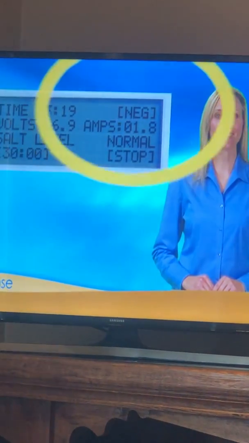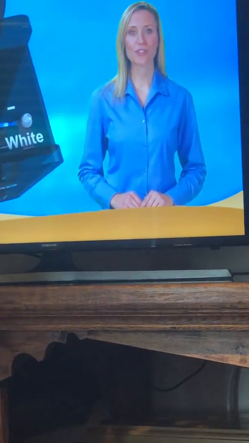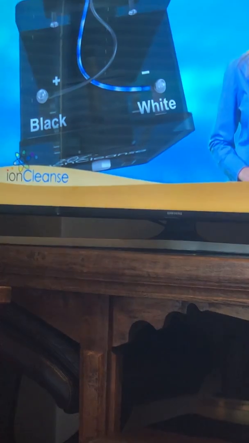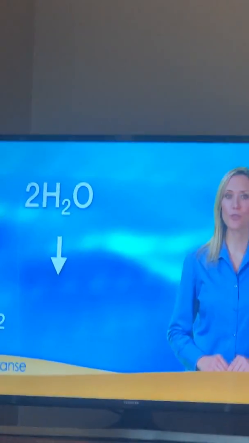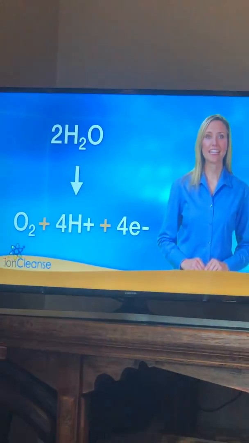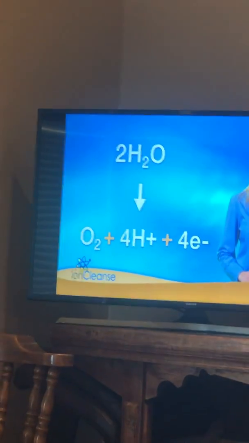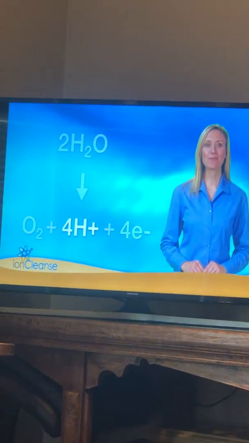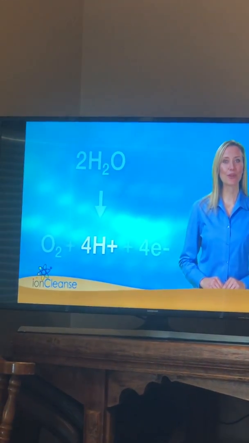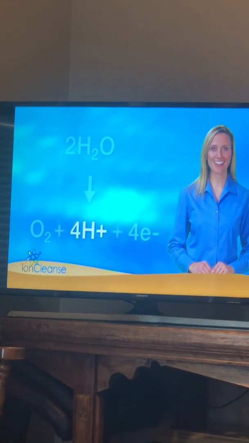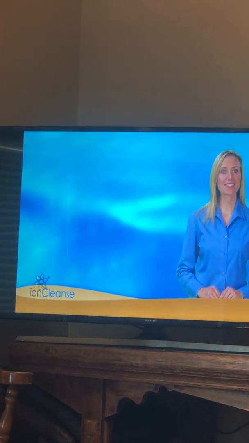When the ion cleanse is set on negative, the current flows to the negative pole in the array, which results in more positive ions being produced in the water. 2 water molecules oxidizes to O2 gas plus 4 hydrogen ions plus 4 electrons. In this polarity, we have oxygen gas coming from the water, and we are left with an abundance of positively charged ions in the water. Therefore, negative polarity generates a positive ion concentration. This process is known as the electrolysis of water.